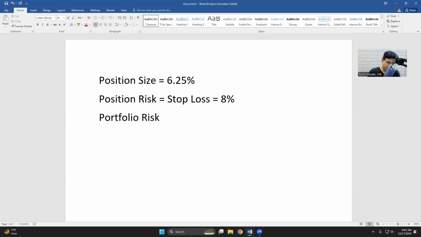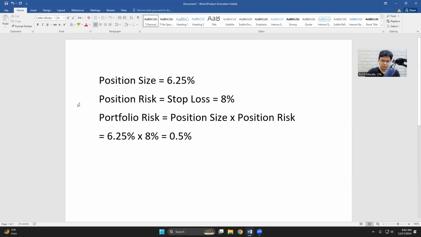Portfolio risk is the amount of money that is actually at risk, which is position size multiplied by position risk. Okay, which is equal to 6.25% times 8%, which is equal to 0.5%. So half a percent of your portfolio is at risk when you take a 6.25% position size with a 8% stop loss.